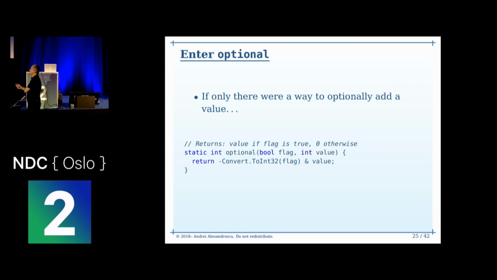How about this? If only there were a way to optionally add a value. So here, let me define this function optional that takes a flag and the value. And here's how it works. If flag is 0, then optional returns 0. If flag is 1, then it returns that value. So it's quite literally an optional value. C++ programmers, please replace mentally this convert to int 32. It's a cast. It's actually an implicit conversion to int. Just put int here. It's a minus int of flag and value.